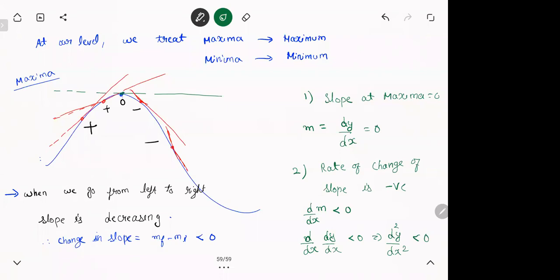Whenever you want to find a maxima, first thing, the slope should be 0. Second thing, the rate of change of slope should be less than 0. Meaning the first differential is 0, the second differential is negative. Put it down. That's for a maxima.